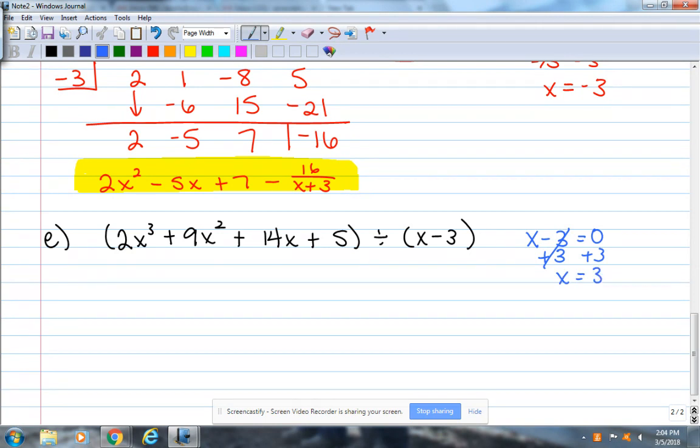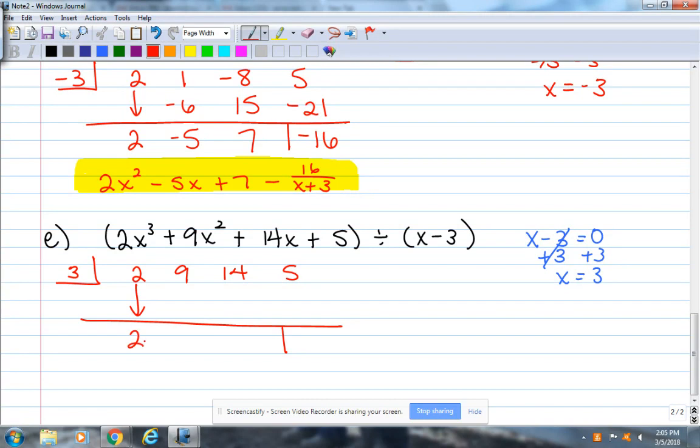All right, so there's our corner number, and that's the 3. Now, how do I get my other numbers? The coefficients. So what's my x to the third term? 2. And the next? 9. And the next? 14. Then skip a line, draw a line. I'm going to put my box on my remainder. And don't put the arrow going down with the 2. Then drag your 2 down.